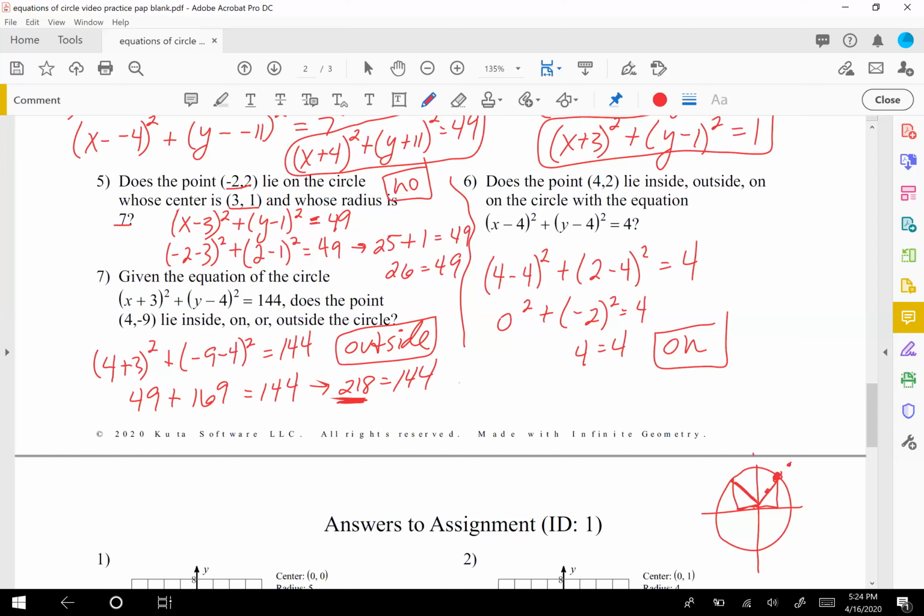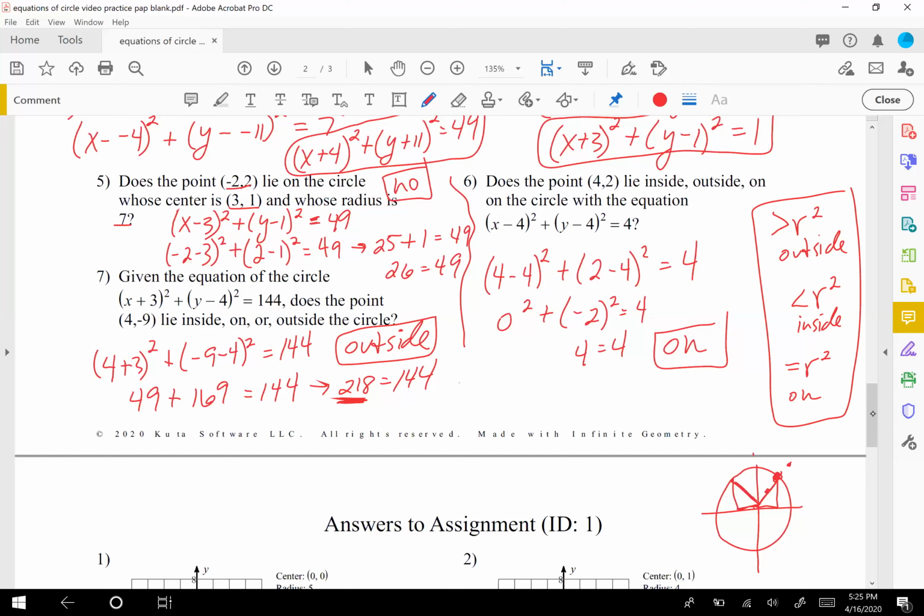So essentially, if you have something that's greater than r squared, it's outside. If you get something and it's less than r squared, then it's inside. And if you get something that's equal to r squared, then it is on the circle. So that's the summary when you plug in.